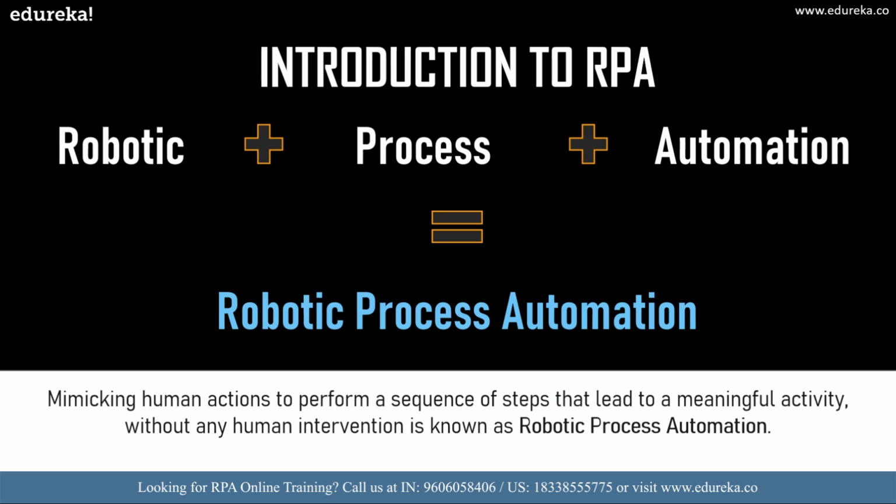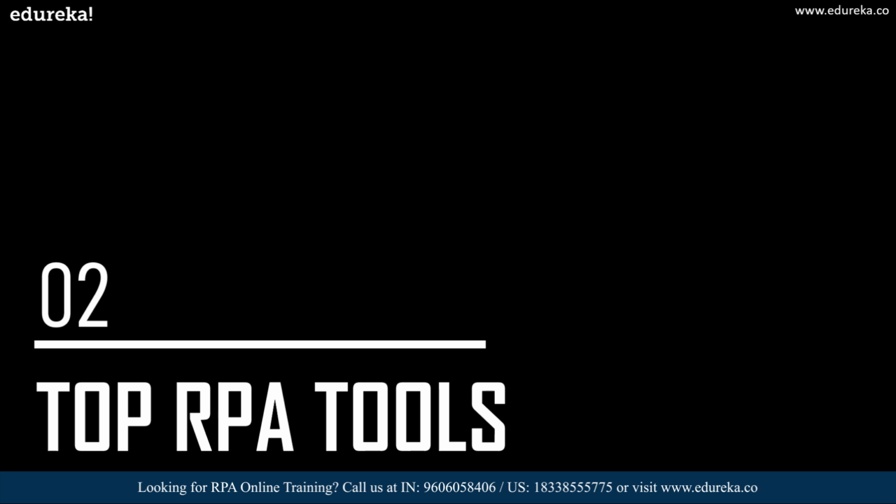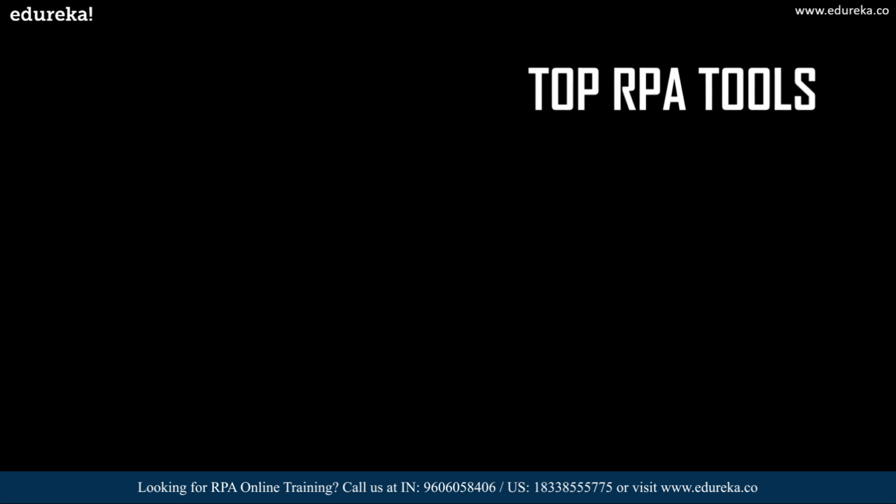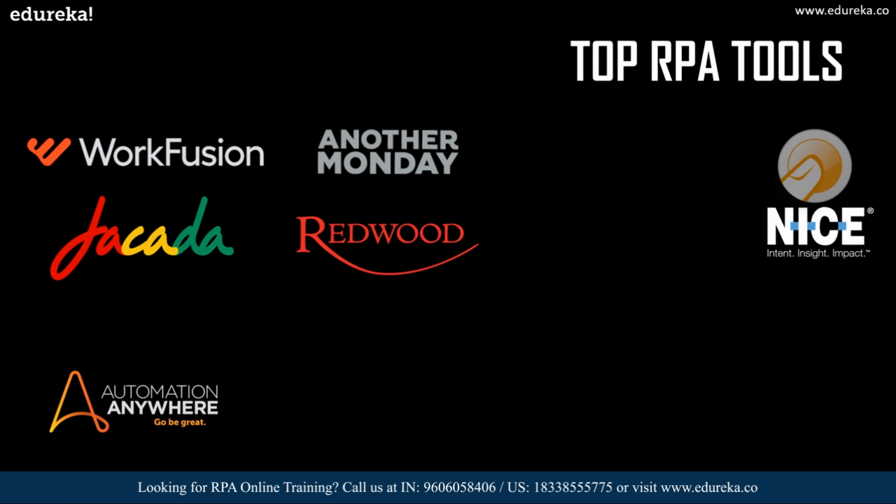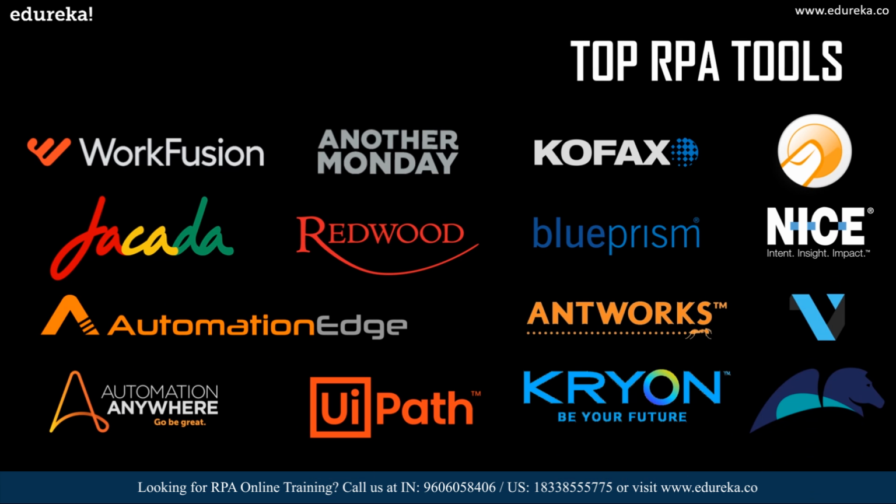Alright, so now when I say that robots mimic human actions, let me tell you that these are not physical robots, but these are software tools, or you can just understand that these are bots deployed through softwares or tools, right? So next in this session, let's discuss the top RPA tools present in the market. So the top RPA tools present in the market are, as you can see on my screen, we have WorkFusion, Another Monday, Kofax, Nice, Jakarta, Redwood, Blue Prism, Automation Edge, AntWorks, Visual Cron, Automation Anywhere, UiPath, Crayon, and Pegasystems.